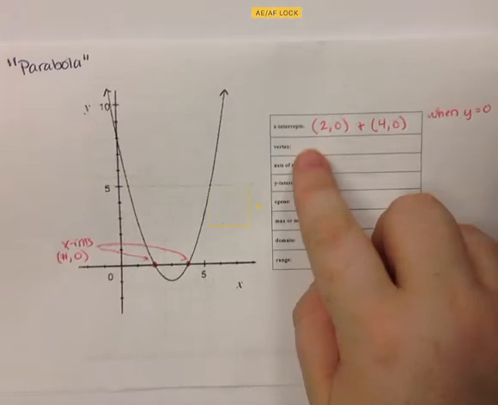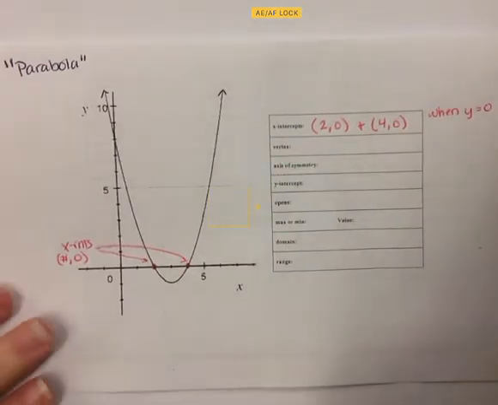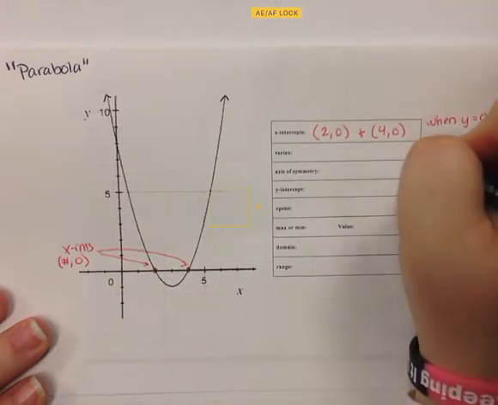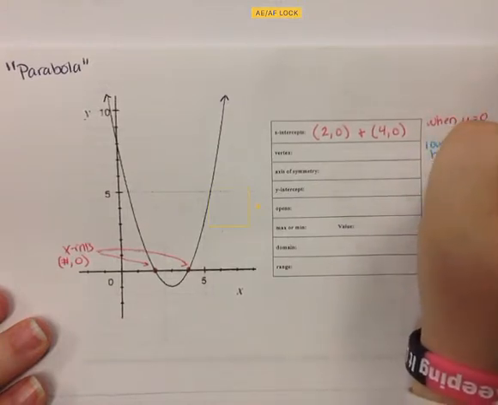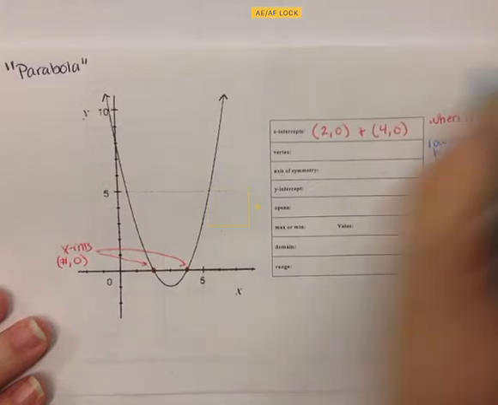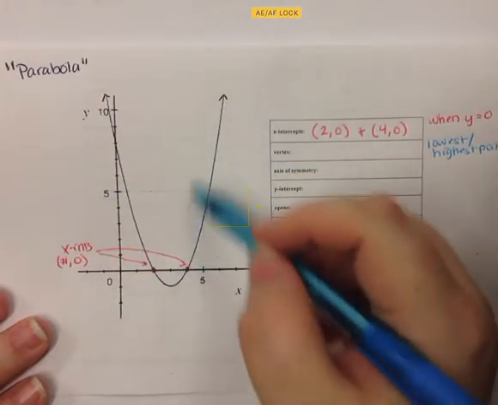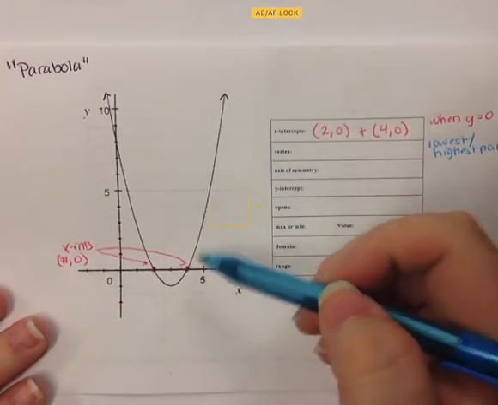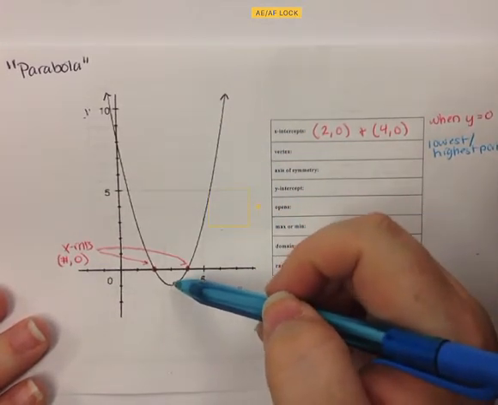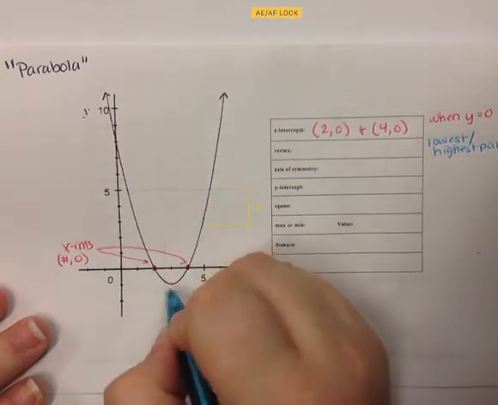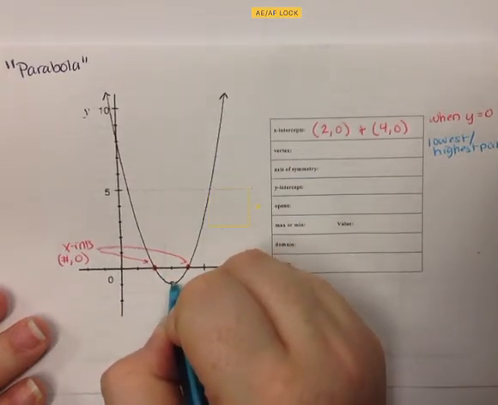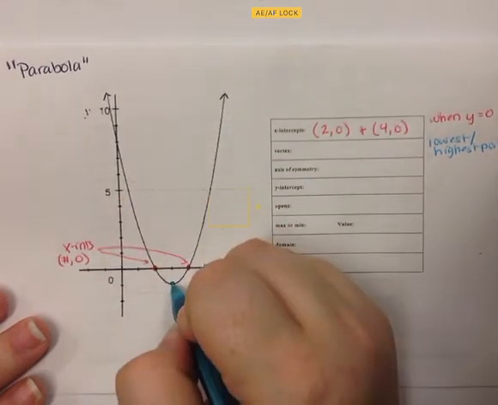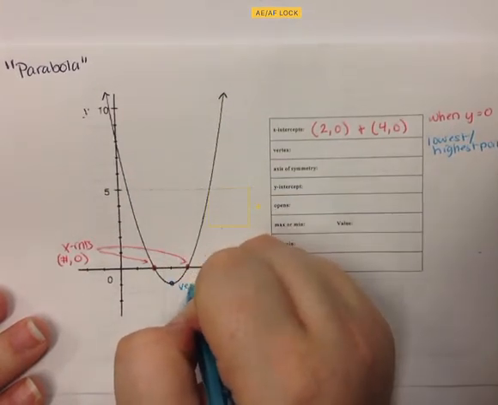The vertex is the next one. This is the lowest or the highest point. On this parabola, it keeps going up and up forever, so that means it will not have a highest point. That means our vertex is going to be our lowest point. This is called a minimum. The vertex is where it comes to a stopping point and then it goes back up. It changes. This is called our vertex.